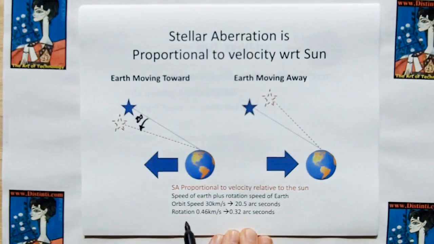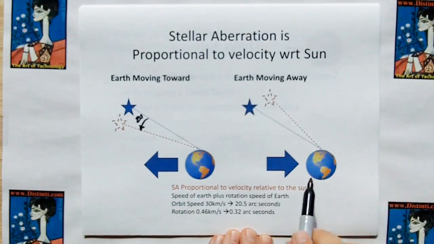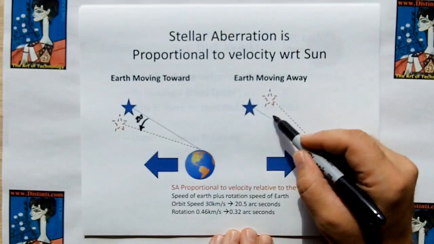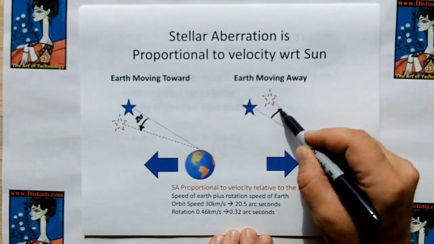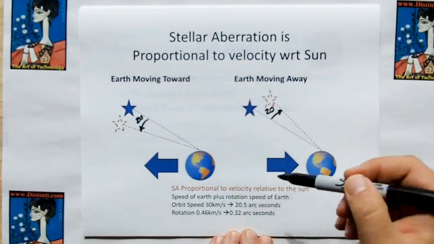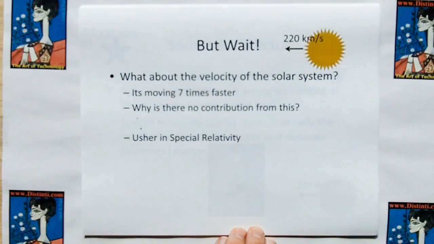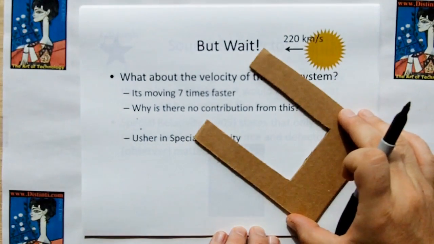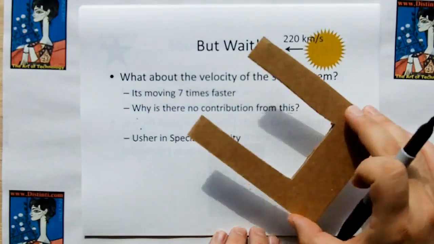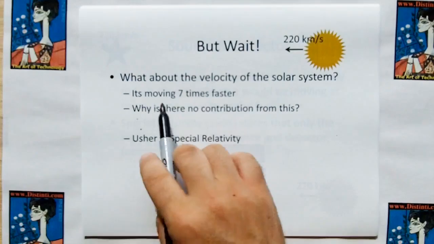Let me just say the rotational speed of the Earth matters too. But for the sake of this discussion, that is so small, we're just going to ignore that for now. And then when the Earth is moving away, they get the opposite but symmetrical effect, that you get a rise of 20 arcseconds. And this shows that the aberration is proportional to the velocity of the Earth with respect to the Sun. But wait, what about the velocity of the solar system? In the example I showed here, the true velocity of all components with respect to the ether should be the stellar aberration, but it's not. In fact, the Sun is moving 7 times faster.